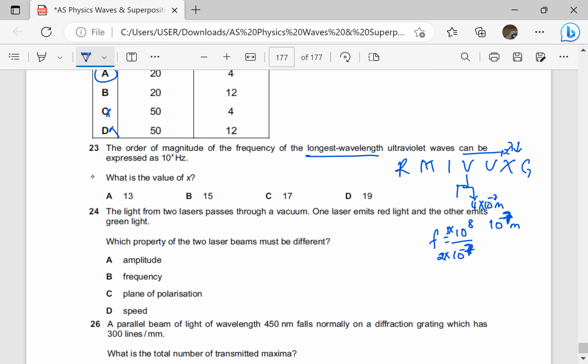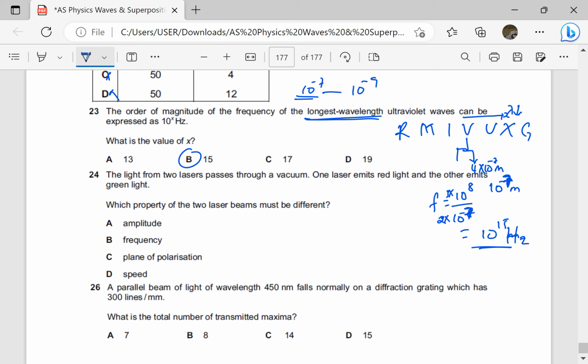So this is going to give us 1.5 times 10 power 15 hertz. So the frequency here is of the order 10 power 15 hertz. That is for the longest wavelength, because the range goes from 10 power negative 7 to around 10 power negative 9, so the longest is close to 10 to the power negative 7.